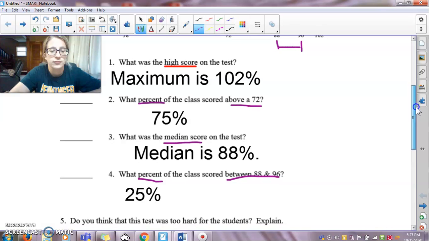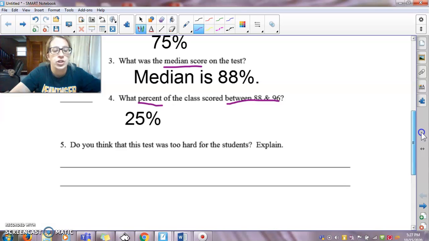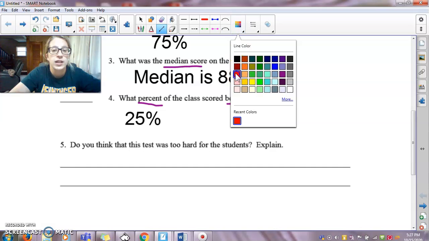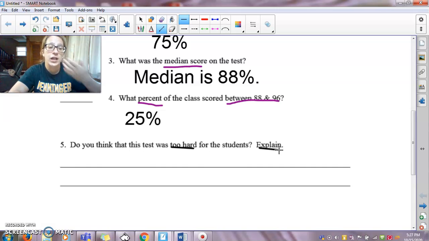Okay. So if we move on down, it wants us to answer the next question. Number 5. Do you think this test was too hard for the students, and explain? There are 2 parts to this question. The very first part wants us to answer, do we think that this test is hard? Is it too hard for the kids? So we can either say, yes, it is too hard, or no, it was not too hard. But that's not the only thing I'm looking for. I also ask you to explain. So because I'm asking you to explain, I need to have a because statement and a reasoning behind it.